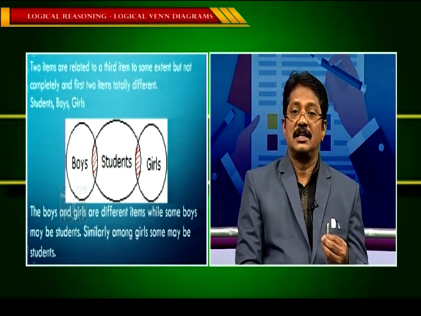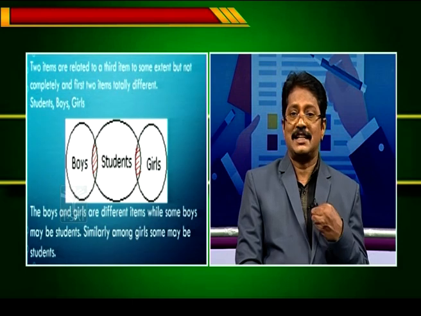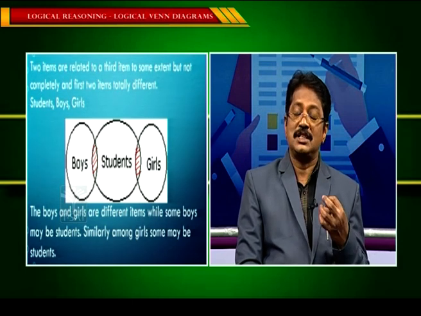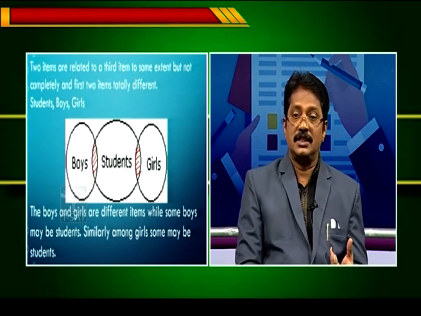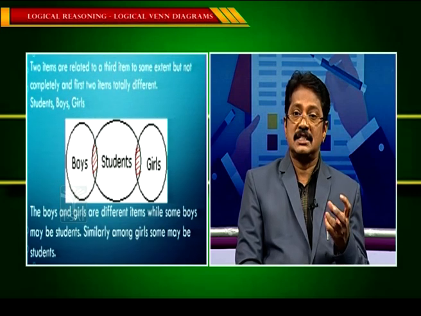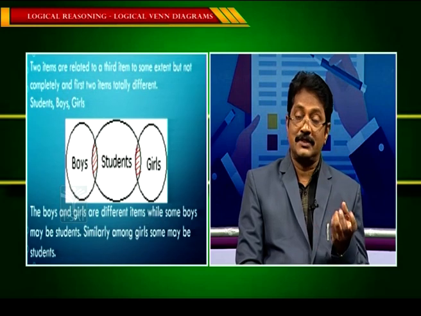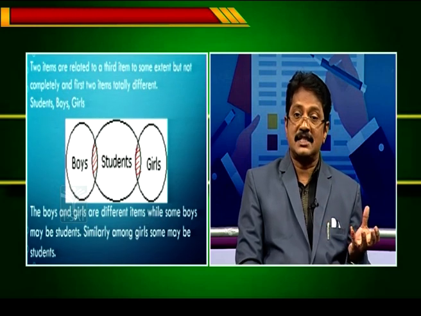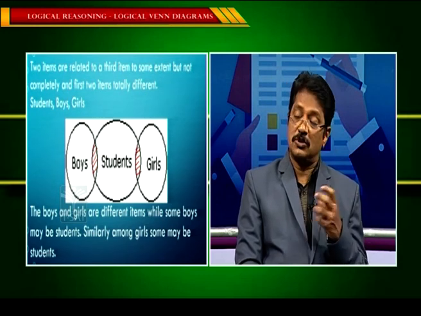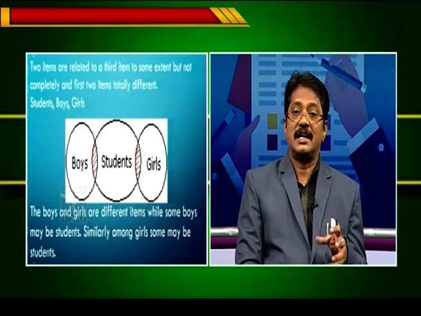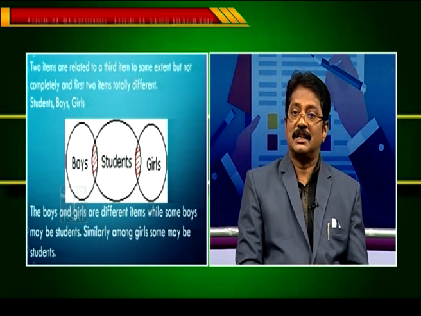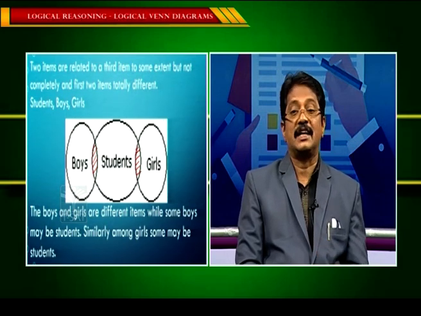Means you have to take it not in a social aspect, but in the logical aspect. So, here if one set is related with the third set and the second set is also related with the third set, but the first and second sets are totally disjoint sets, then the diagram will be as shown on the screen. Clear? Okay. Now, we will see another case.